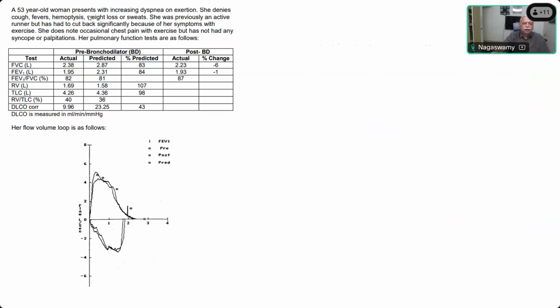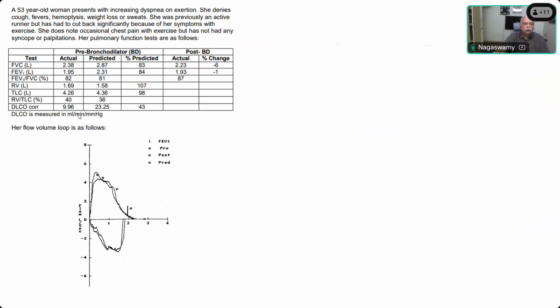Next scenario is a 53-year-old woman who presents with increasing dyspnea on exertion. She has cough, fever, hemoptysis, weight loss, sweats. She was previously an active runner but has now cut back. She has occasional chest pain with exercise but has not had any syncope or palpitation. Her PFTs: FVC is almost normal, FEV1 is 84%, the FEV1 to FVC ratio is almost normal. TLC is also normal, from 4.23 to 4.36. What is the diagnosis?